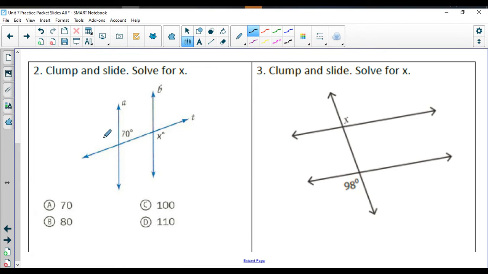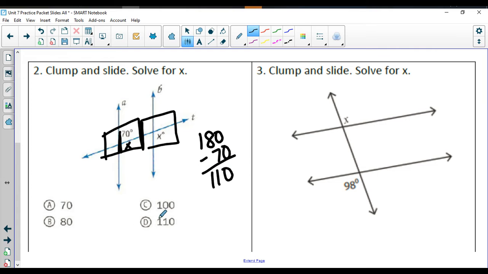For number 2, we're going to clump and slide. So I'm going to clump up here, noticing my parallel lines are a little funny looking, and I'm going to slide the X over. It's in the bottom right, so it's going to go right here. Those two angles are a linear pair, so I'd be doing 180 minus 70, and that's going to give me 110 for that angle X.